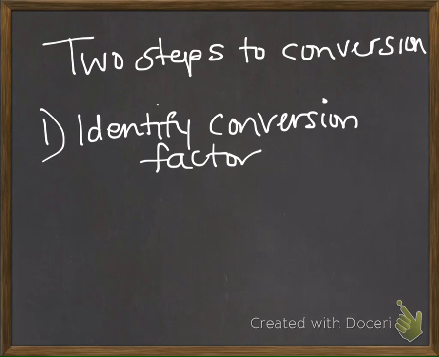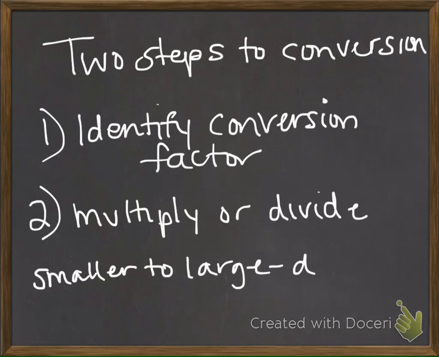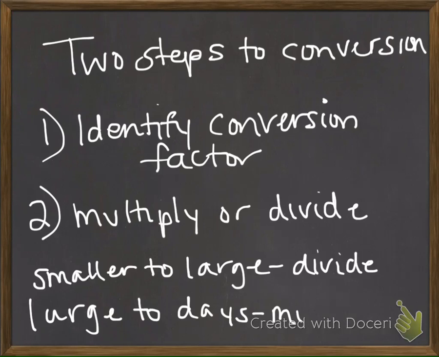The second step is to decide whether to multiply or divide. When you're converting from a smaller unit to a larger unit, like days to years, what do you do? Multiply or divide? Divide. And when you're converting large to small, like years to days, you do what? Multiply.